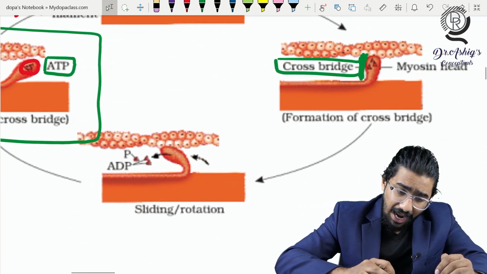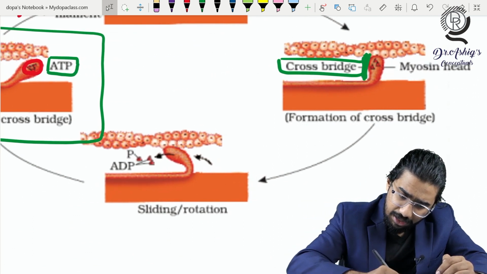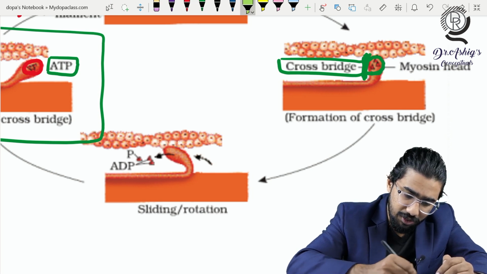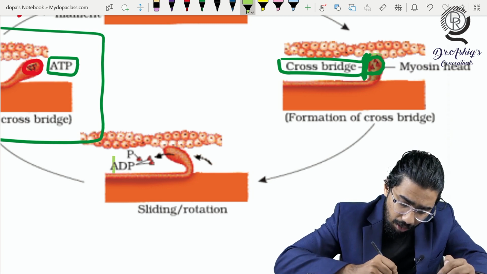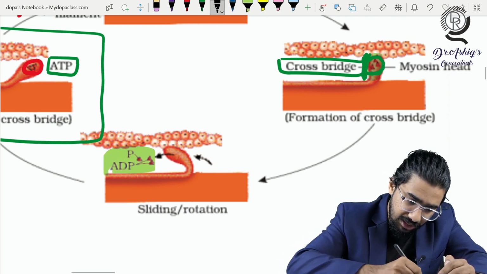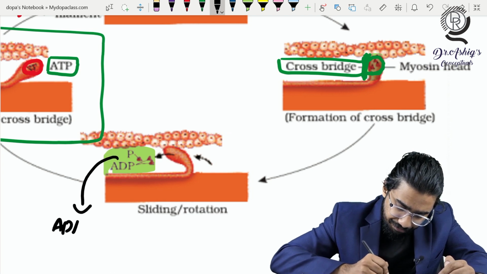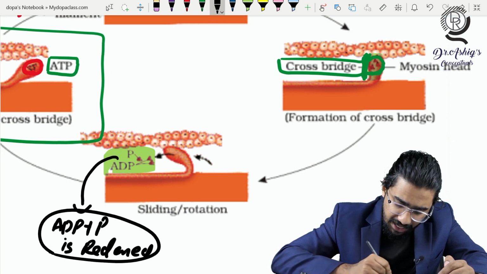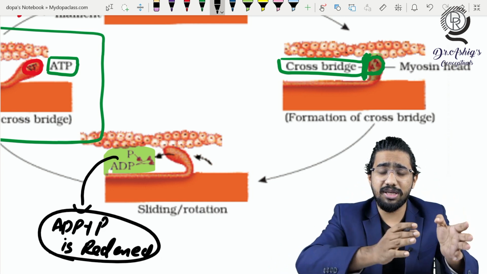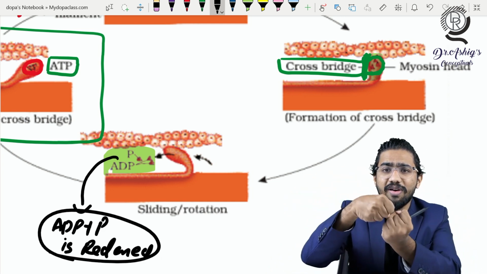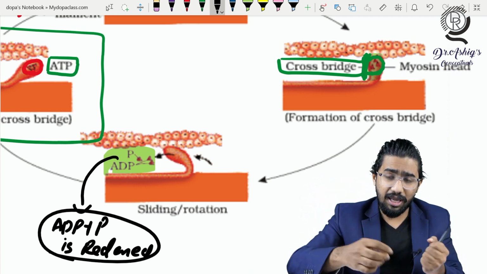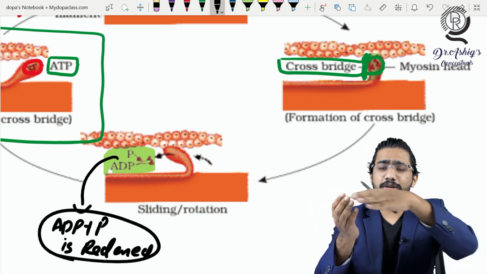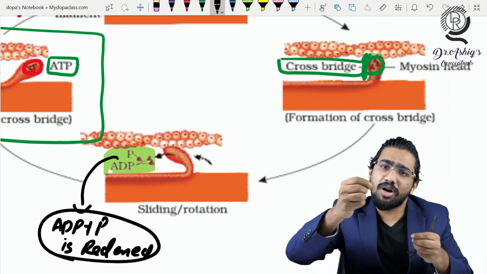What is happening in the next step? At the time of the actin-myosin cross bridge, the ADP and phosphate were present over this myosin. On the next step, the bound ADP and phosphate are released. The release of ADP and phosphate from the myosin head leads to one pull-over effect. When it is pulling over, the actin will be sliding over the myosin. That is one sliding occurring.